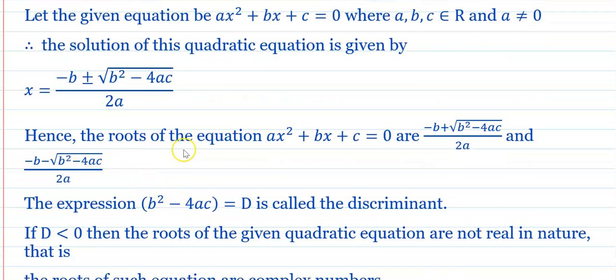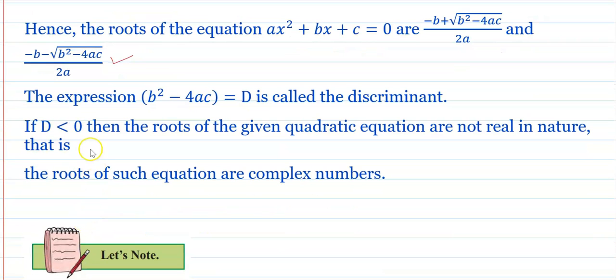Hence the roots of the equation ax square plus bx plus c is equals to 0 are minus b plus root of b square minus 4ac upon 2a, and another is minus b minus root of b square minus 4ac upon 2a. The expression b square minus 4ac is equals to capital D is called the discriminant.